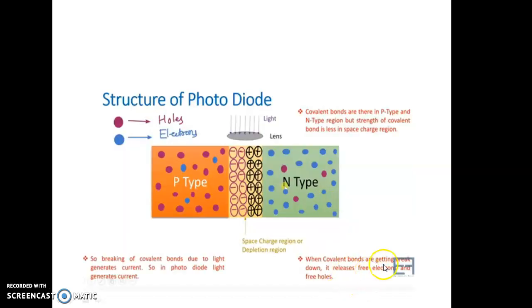Now, when covalent bonds are getting broken, it releases free electrons and free holes. So, breaking of covalent bonds due to light generates current. So, in a photodiode, light generates current. This is very, very important.